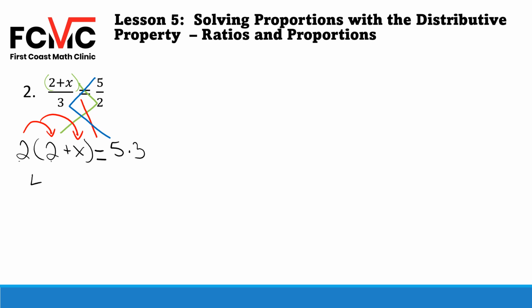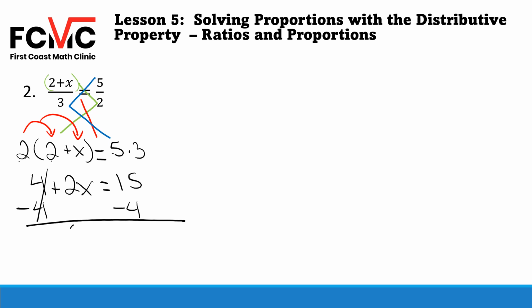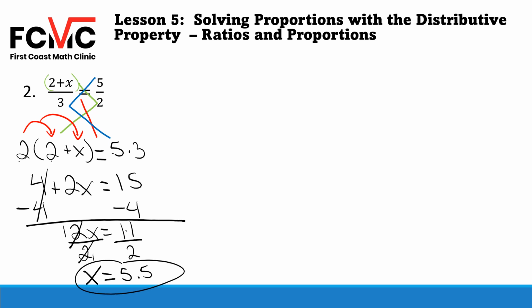2 times 2 is 4. 2 times x is 2x. 5 times 3 is 15. So now let's solve this for x. Subtract 4, combine our like terms. 4 minus 4 is 0. So we get 2x equals 11. Divide by 2 and 2. We get 1 and 1, so we don't need the ones. And we get x equals 11 divided by 2 is 5.5. So our answer here should be 5.5.